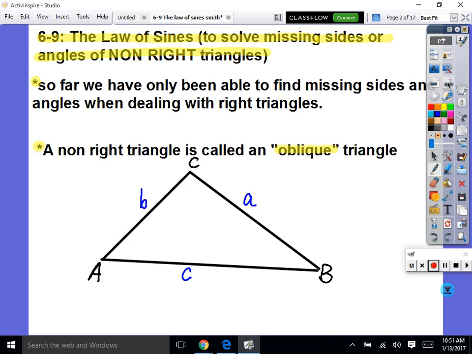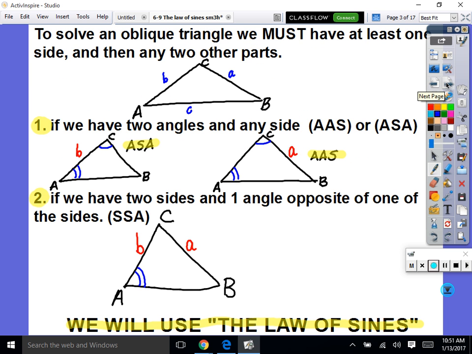Okay, a non-right triangle is called an oblique triangle. So there's no 90-degree angle here. This is just an oblique triangle. This is angle A. They always state angles with capital letters, so angle A, angle C, angle B. A side across from angle B is side B, across from angle A is side A, and across from angle C is side C. And they do the sides with little variables, okay.